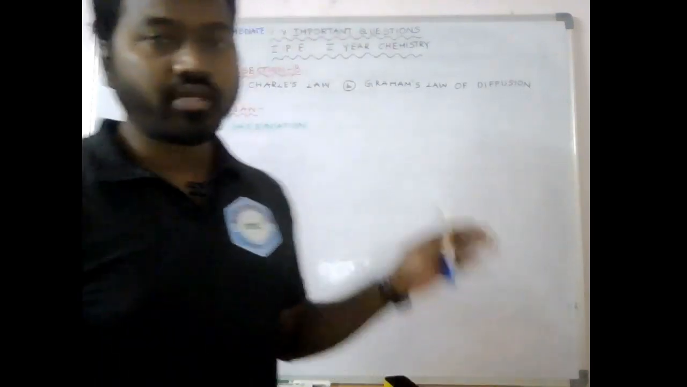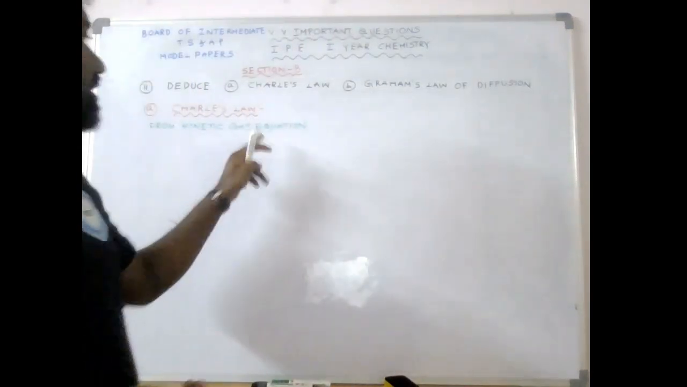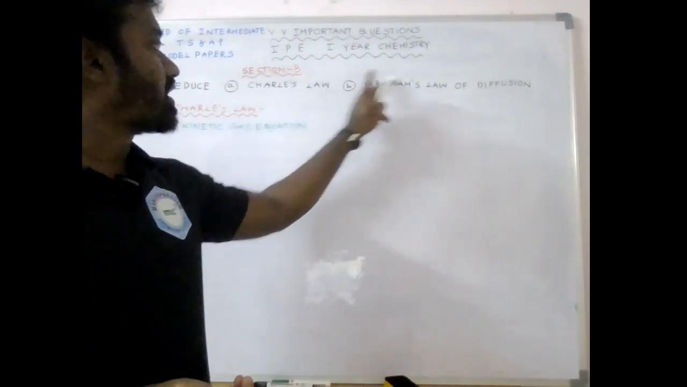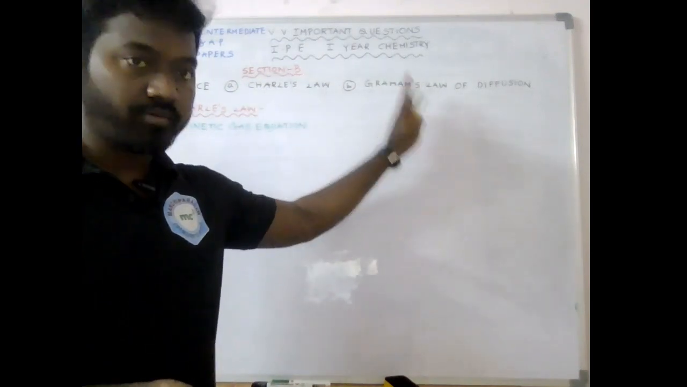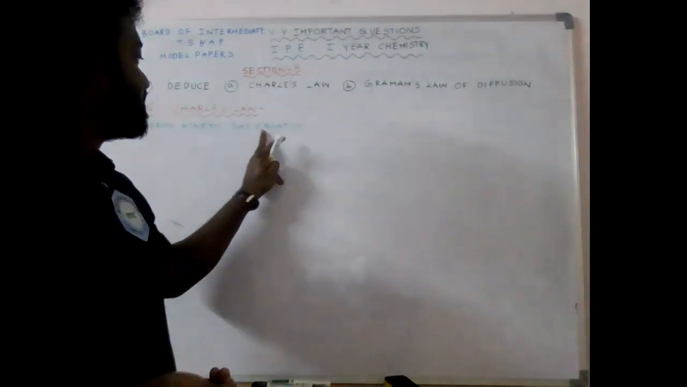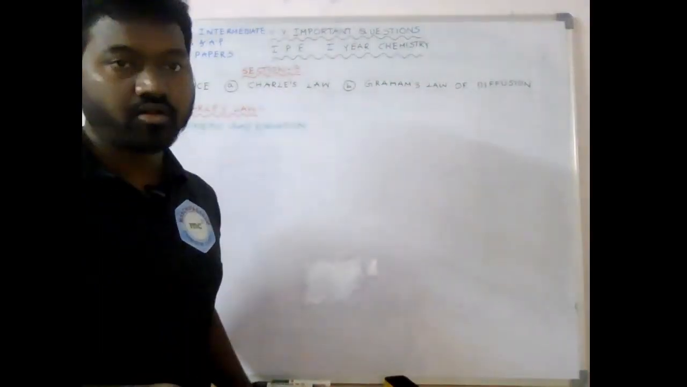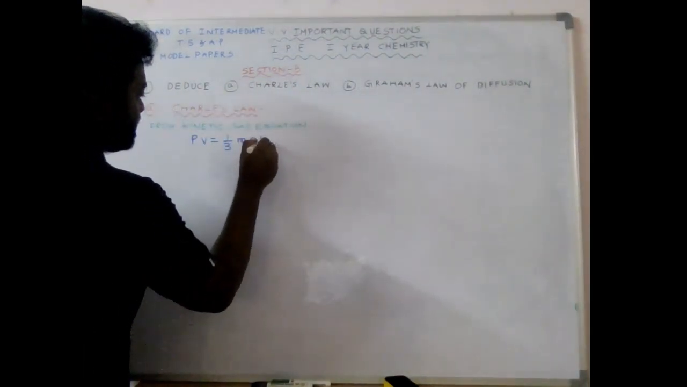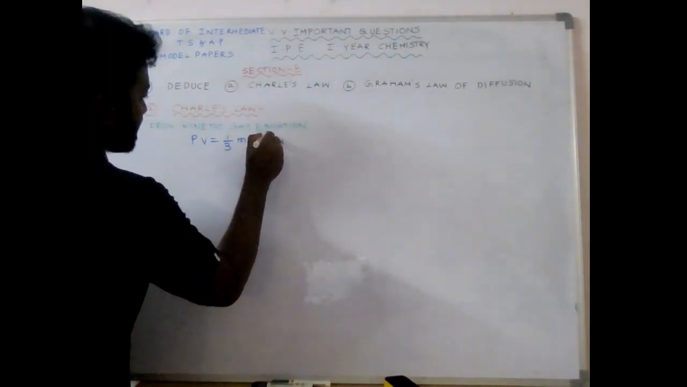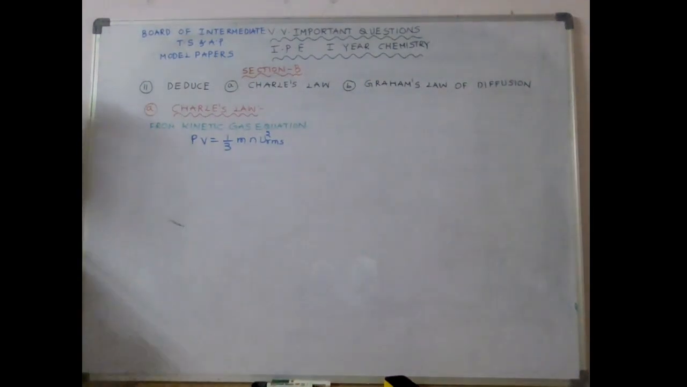The first question given is: deduce Charles' law and Graham's law of diffusion from the kinetic gas equation. So what is the kinetic gas equation? PV is equal to 1 by 3 mn URMS square. This is called the kinetic gas equation. If you don't remember this, you can't answer this question. Definitely you should remember this.